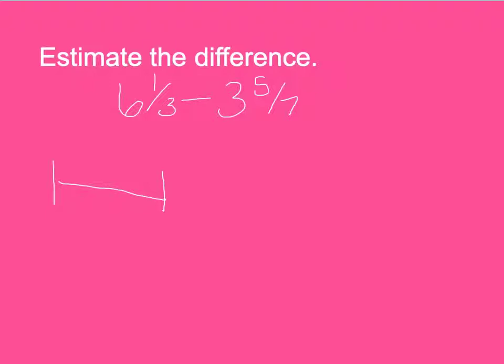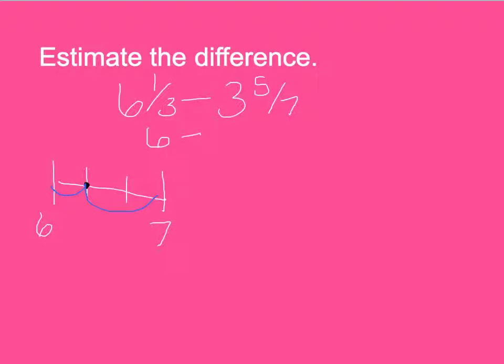This is a pretty short one. And 6 1/3 is going to be between the numbers 6 and 7. So if we divide this line into thirds and then go ahead and plot where 6 1/3 is, you can see that the distance between 6 1/3 and 6 is shorter than the distance between 6 1/3 and 7. So in this case, our 6 1/3 is going to round down to 6.